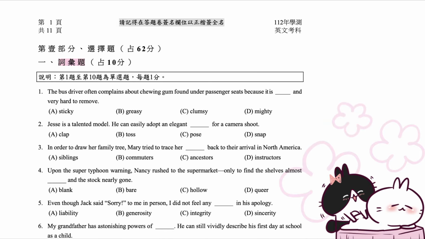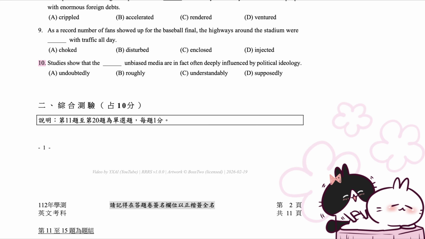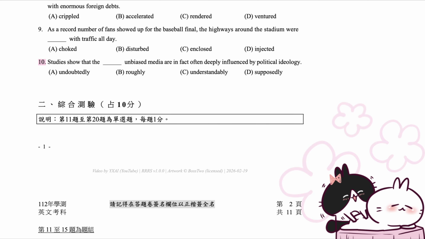1. Vocabulary. 10 points. Directions. Questions 1 to 10 are multiple choice questions. 1 point each. 10. Studies show that the supposedly unbiased media are in fact often deeply influenced by political ideology. A. Undoubtedly. B. Roughly. C. Understandably. D. Supposedly.